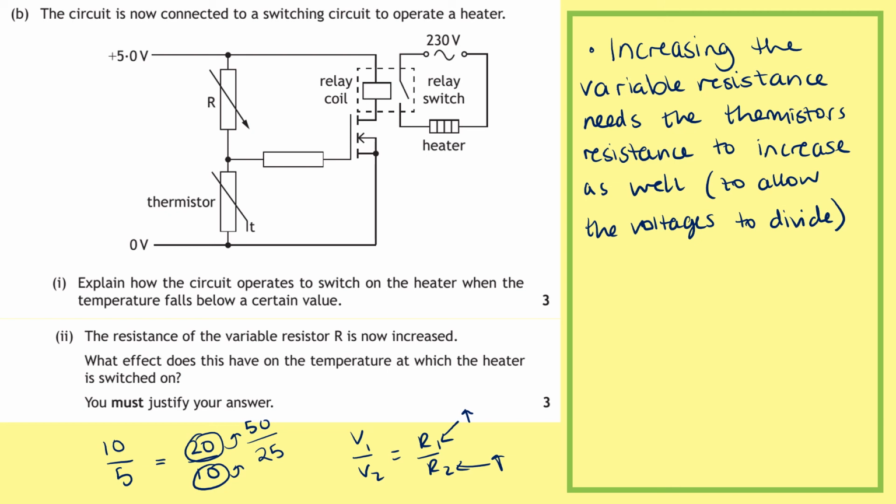That's why if we increase our variable resistance, we also need to increase the resistance across the thermistor. And the easy way of saying all of this bit at the bottom is just to say to allow the voltages to divide. And this is so the MOSFET can still turn on. So I'm going to add that into my brackets there. To allow the voltages to divide so the MOSFET can turn on.